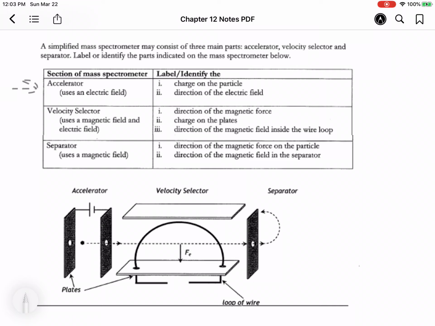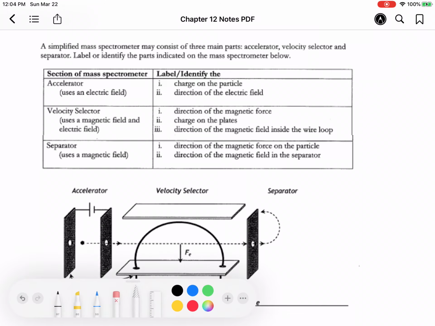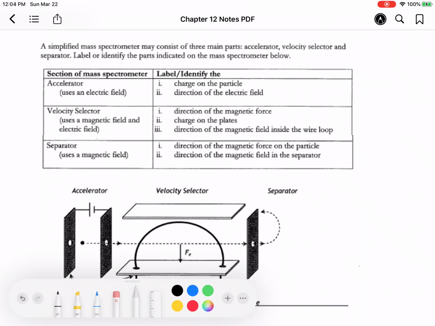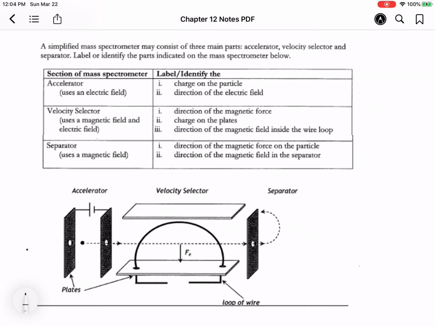Part 1, the accelerator. Don't try to do this all at once. Break it down into the 3 sections. In the accelerator part, what we should notice is that we have a positive and a negative plate here. This one is negative, and this one is positive.